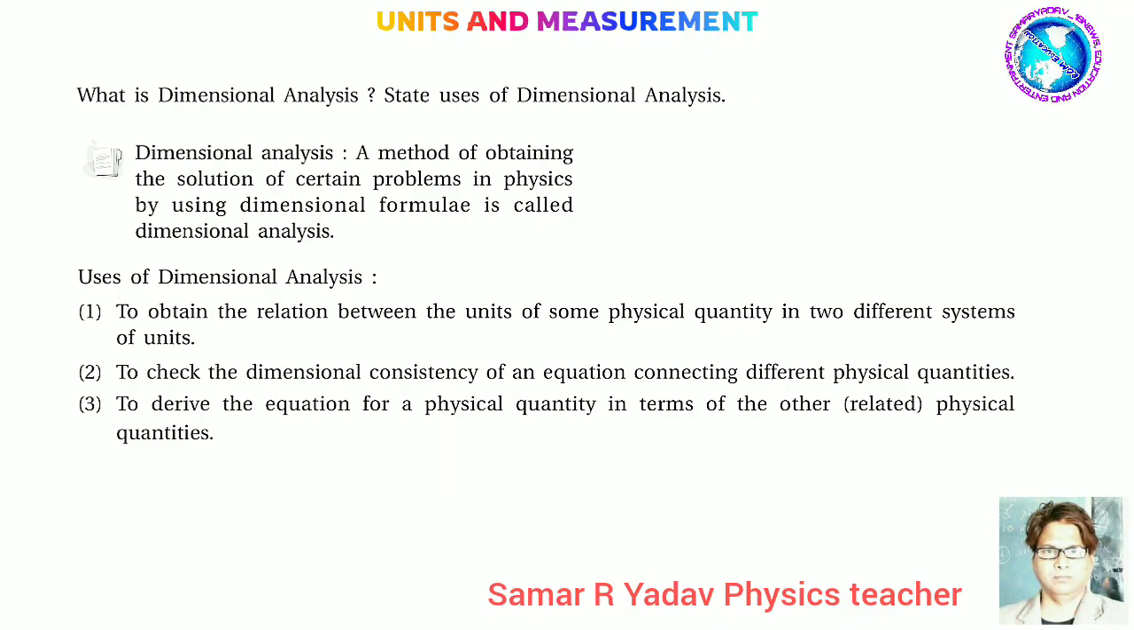What is dimensional analysis? State uses of dimensional analysis. Dimensional analysis, a method of obtaining the solution of certain problems in physics by using dimensional formula, is called dimensional analysis. Uses of dimensional analysis: first, to obtain the relation between the units of some physical quantity in two different systems of units. Second, to check the dimensional consistency of equations connecting different physical quantities. Third, to derive the equation of a physical quantity in terms of other related physical quantities.